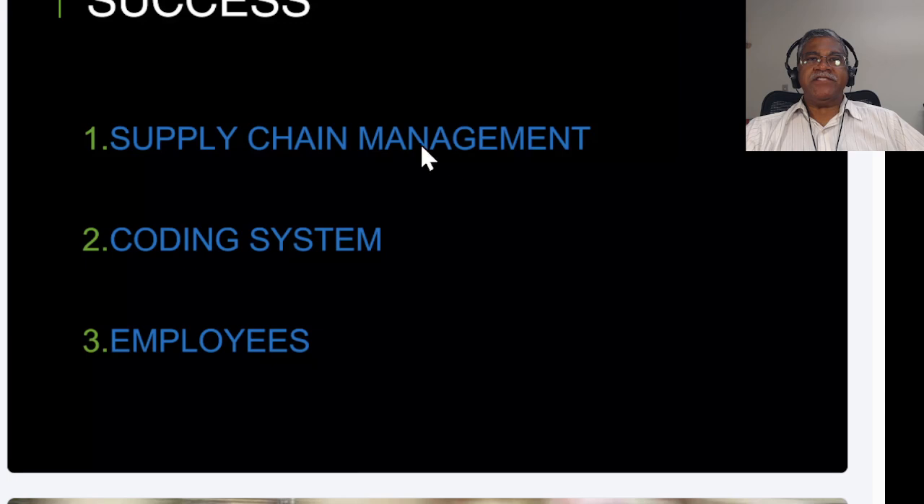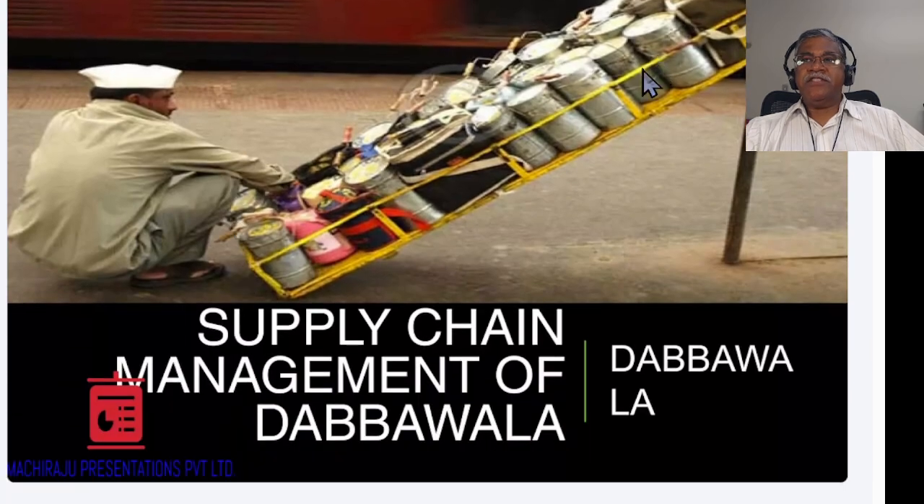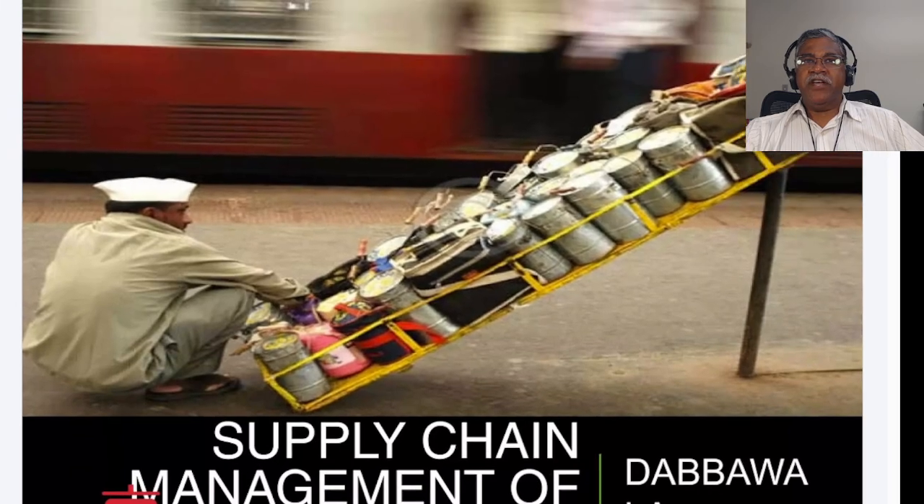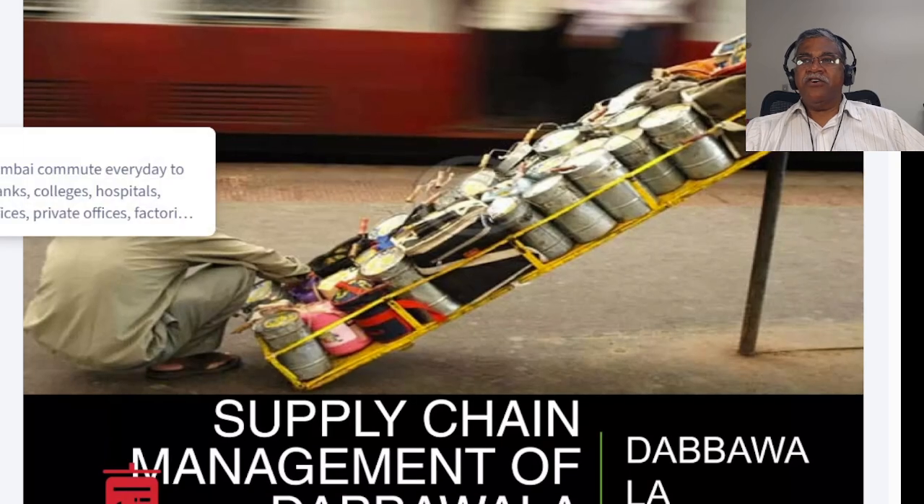So the question for their success, now you're beginning to use all the logistics engineering methodologies, supply chain, coding system, and the nature of the employees. So again, this is a single guy. Here you will see, here's the train. It's moving, so the picture is a little blurry, but he's sitting on the railway platform.